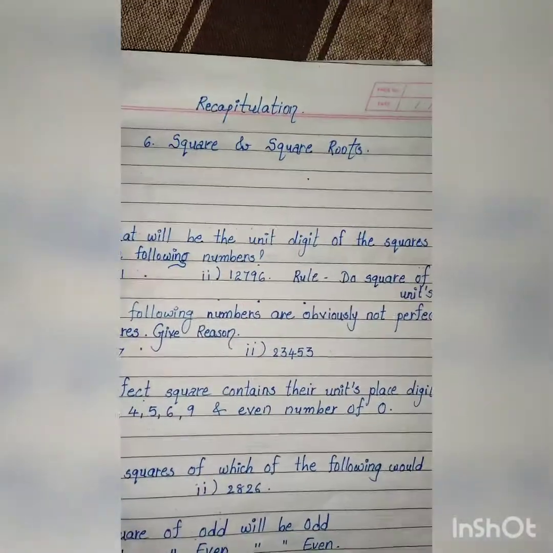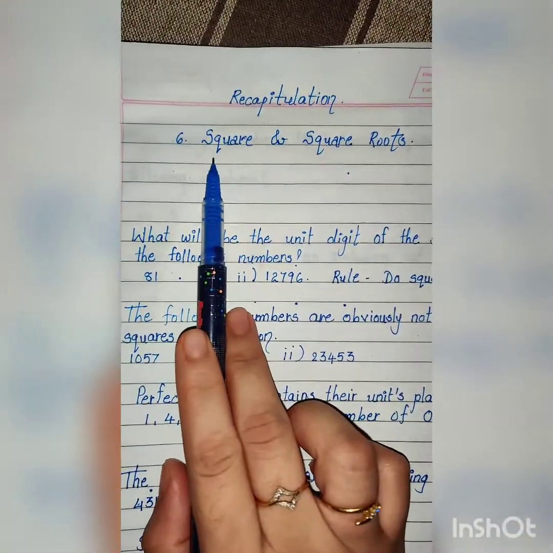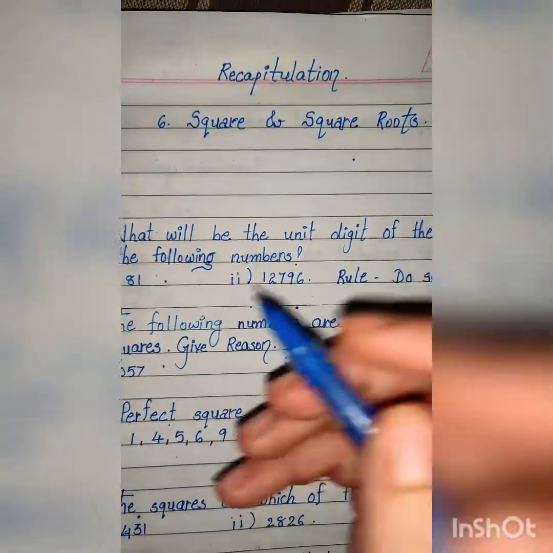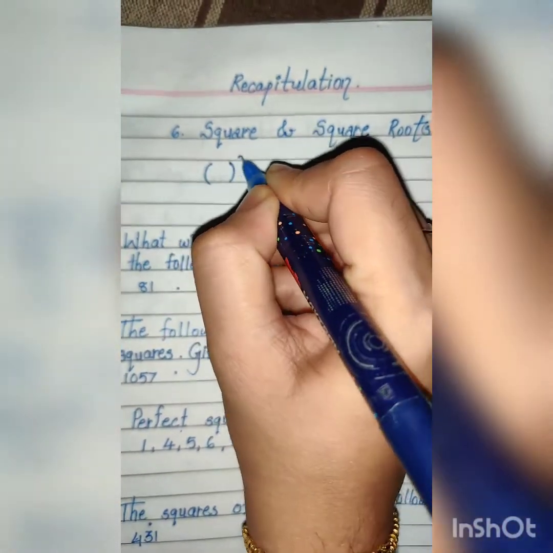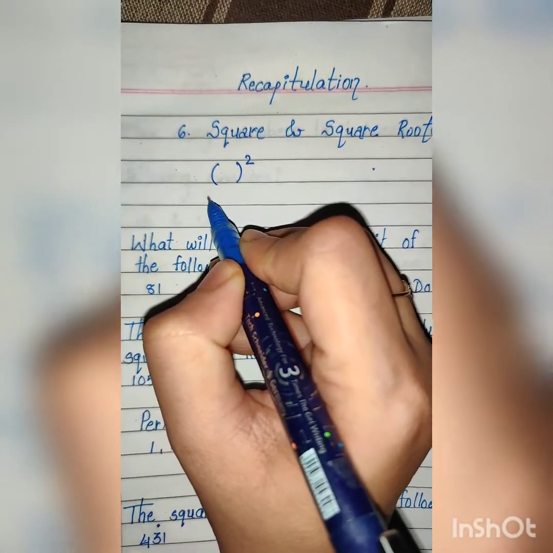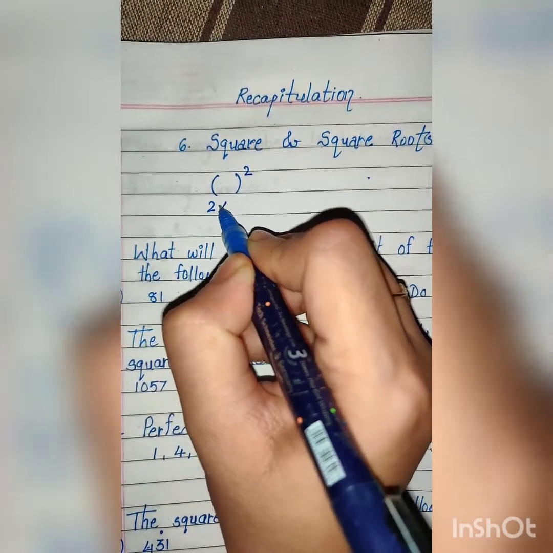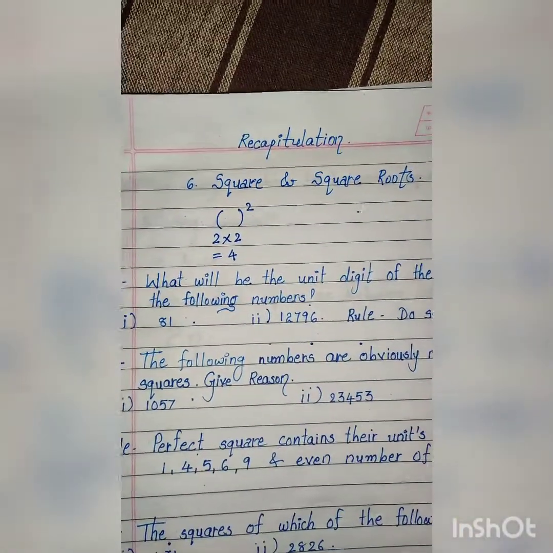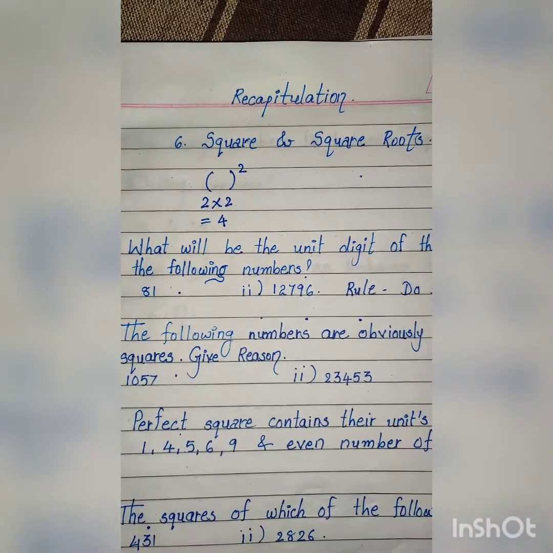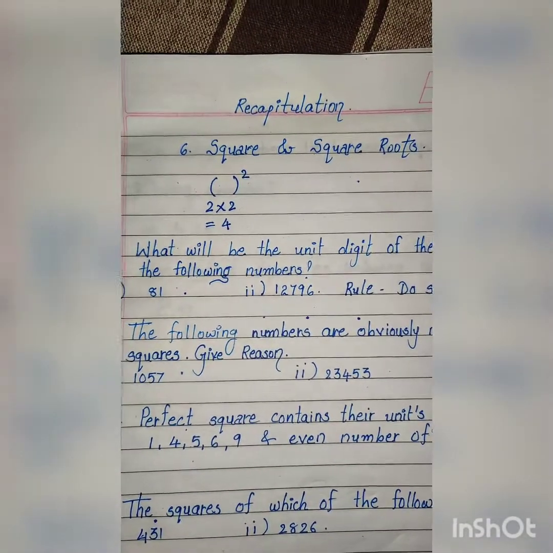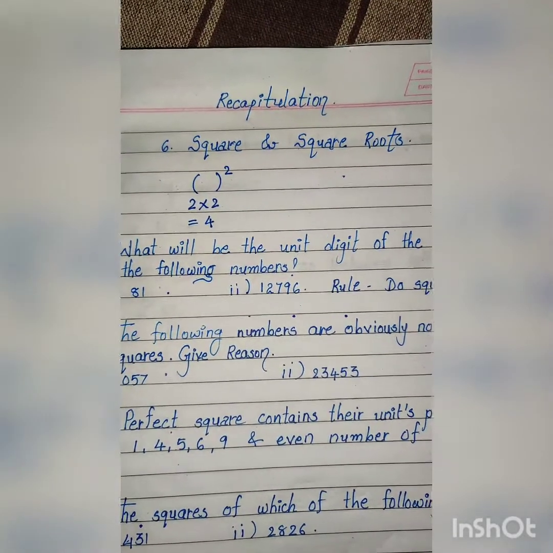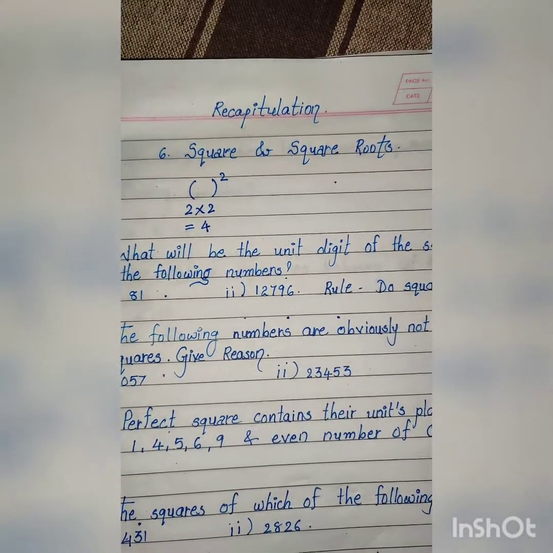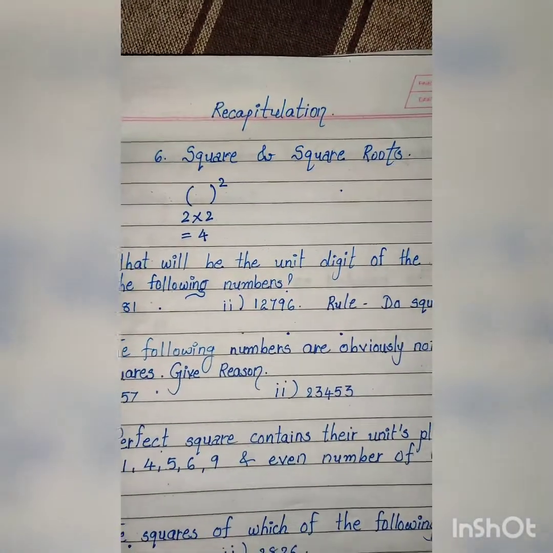First of all, we'll see the title, square and square root. What do you mean by square and how are we writing the square? Suppose I want to find the square of 2: 2 into 2, so 2 twos are 4. So 4 is the square of 2. What do you mean by square? Multiplying any number twice, or any two same numbers, will give you the square.